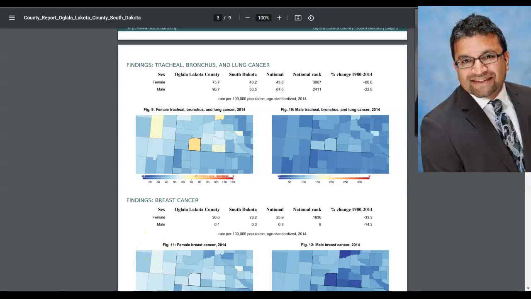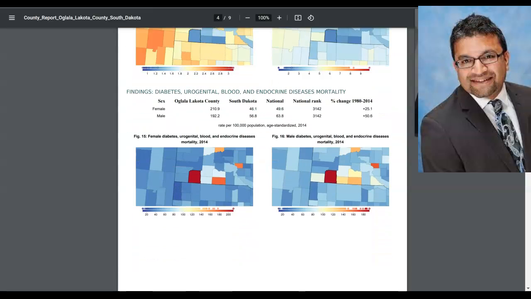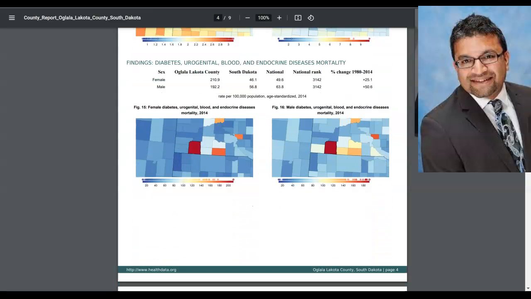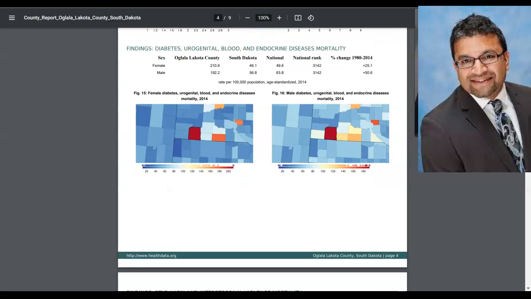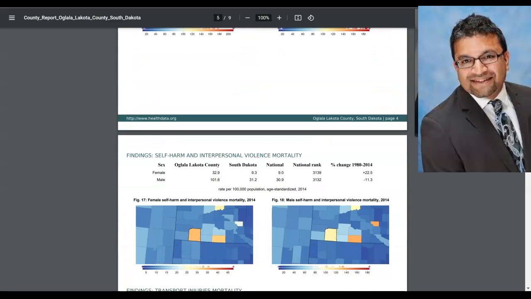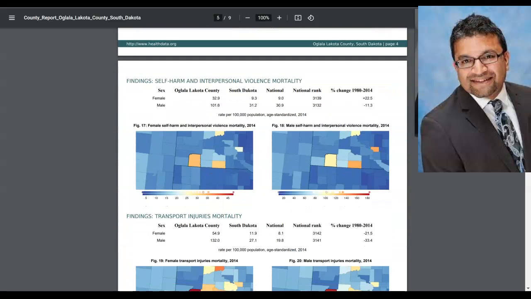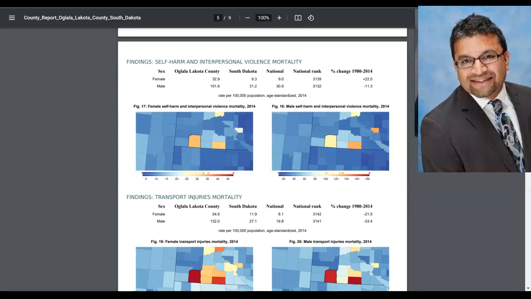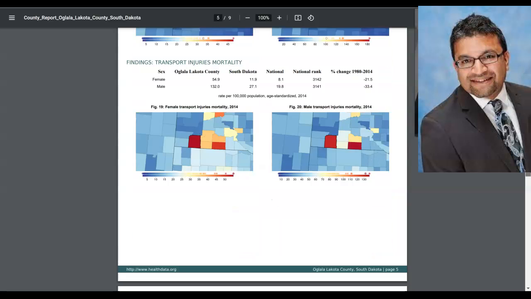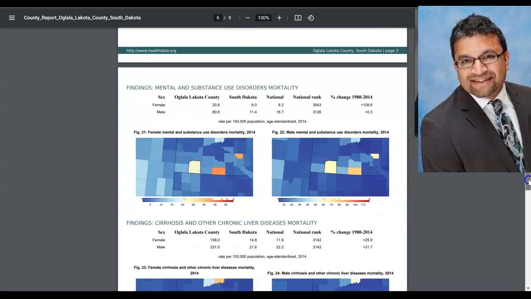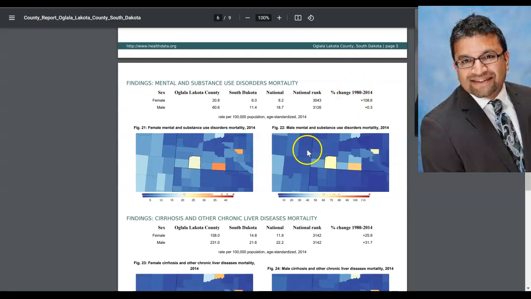So now just taking a quick tour through this, diabetes rates have actually gone up, and that is not a trend that we want to see. And self-harm, interpersonal violence, mortality has actually increased among females, and that is also another alarming trend here. So if we look now at some of these mental and substance use disorders, these have increased among females. And so this is another area that requires intervention.